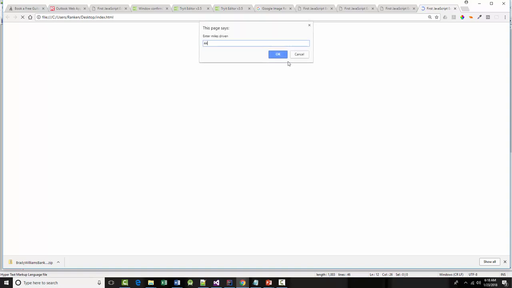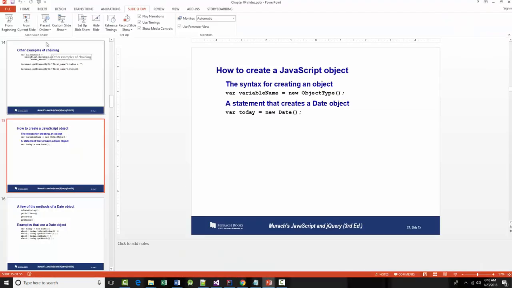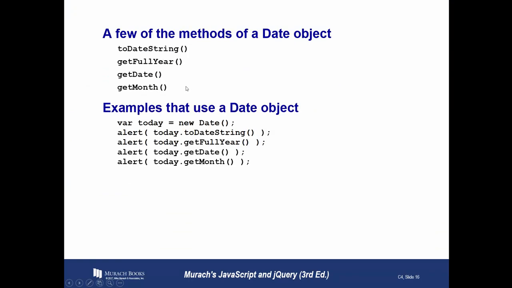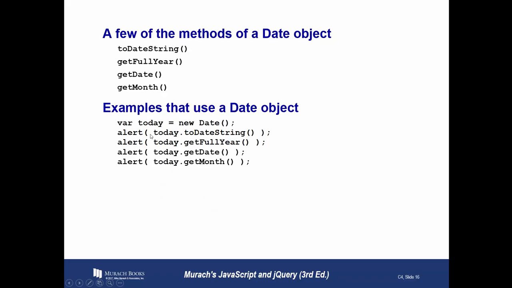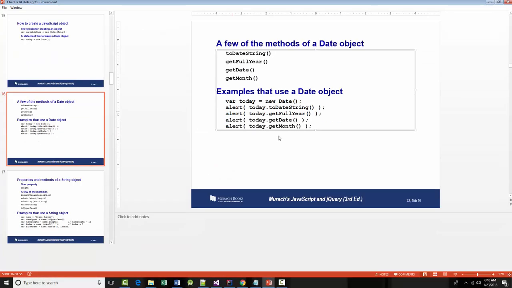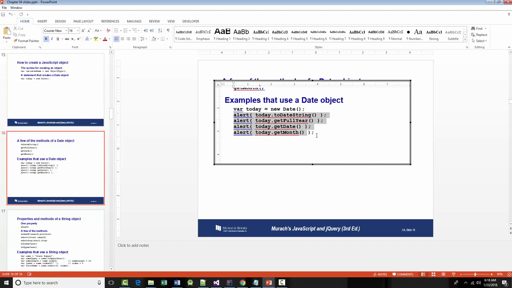Then it's going to go through the rest of the program. But what you get out of using something like a date object is you get to use the different methods that go along with the date object. Now, these are not a full list, but I can now do this. In fact, let's go ahead and do it. We just did that today equal new date. Let's do an alert on each one of these.